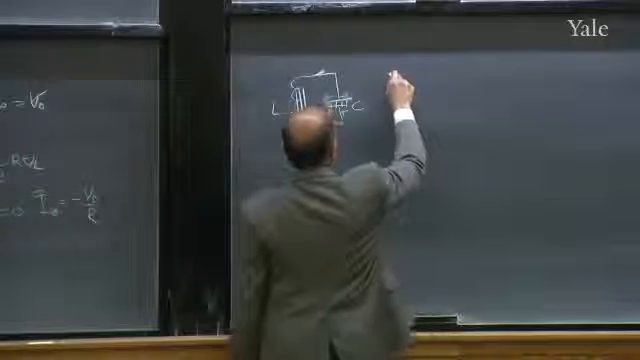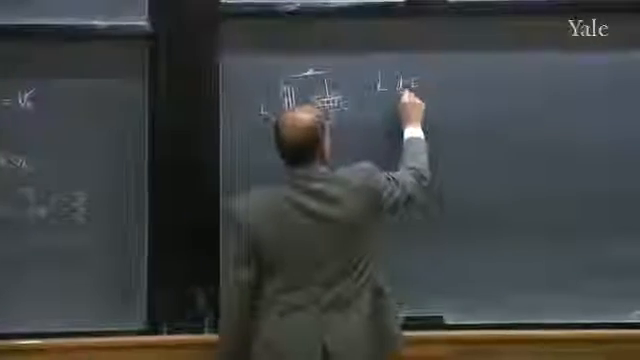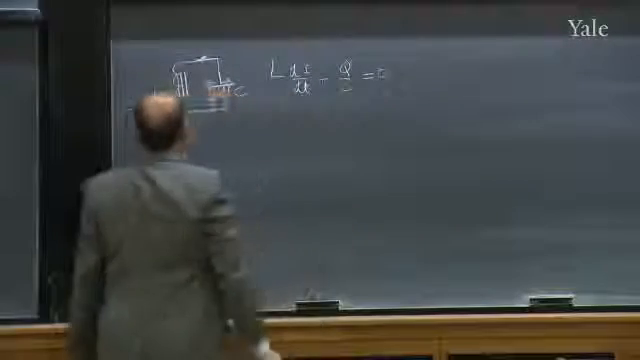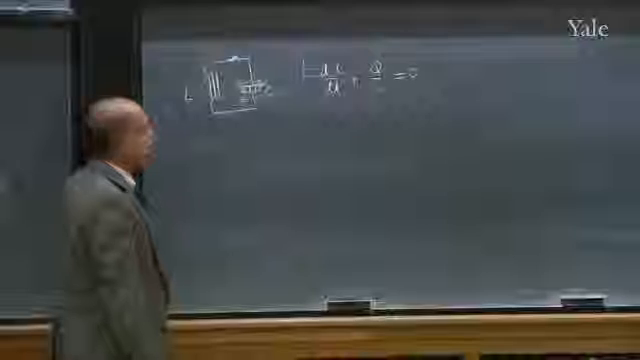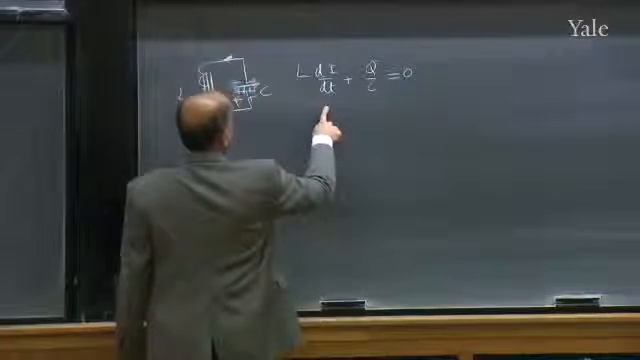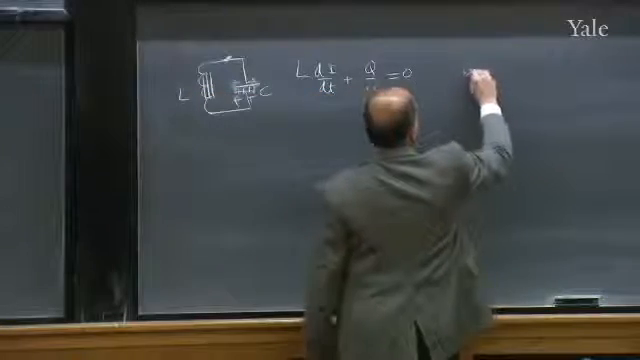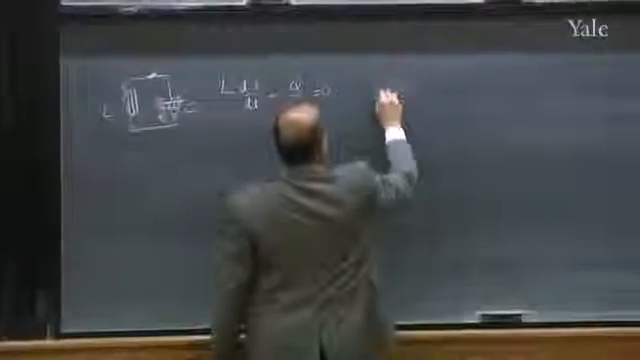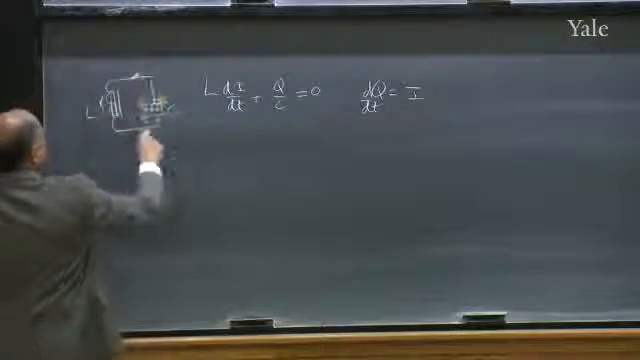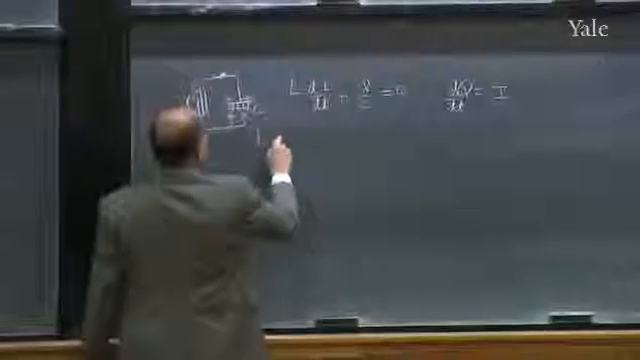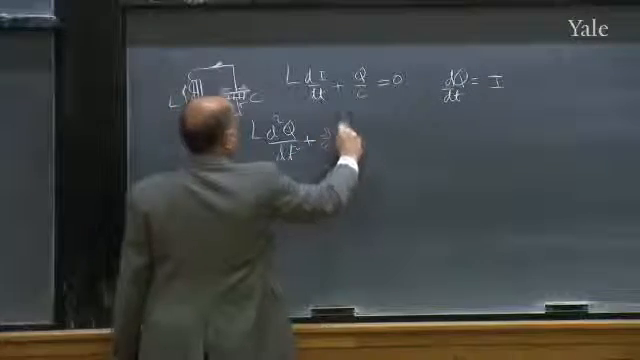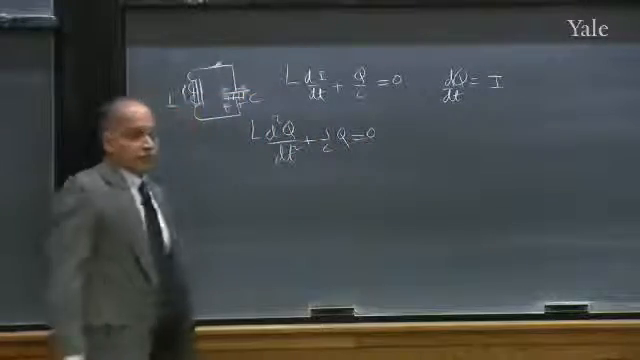So we can get all that by writing the equation L di/dt plus Q over C equal to 0. So let's write everything in terms of Q. dQ/dt is I, because as the current flows this way, it builds up charge. That's my convention. So I can write it as L d²Q/dt² plus 1 over C Q equal to 0.